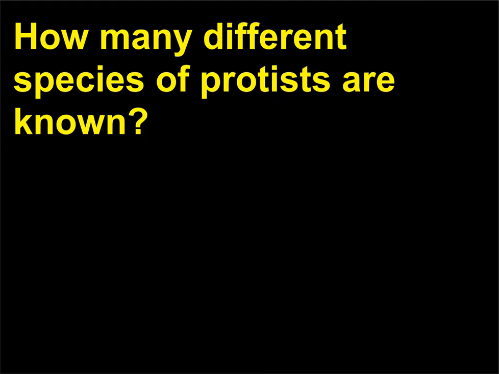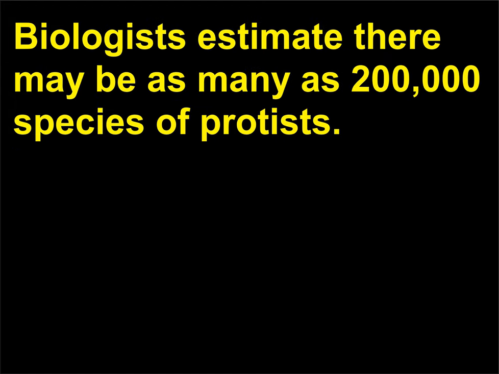How many different species of protists are known? Biologists estimate there may be as many as 200,000 species of protists.